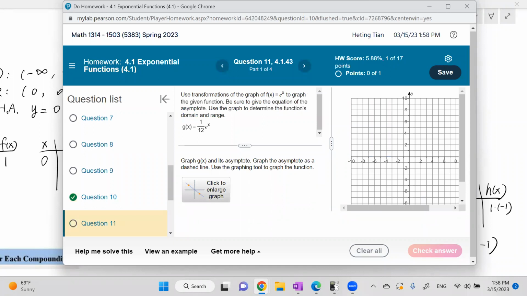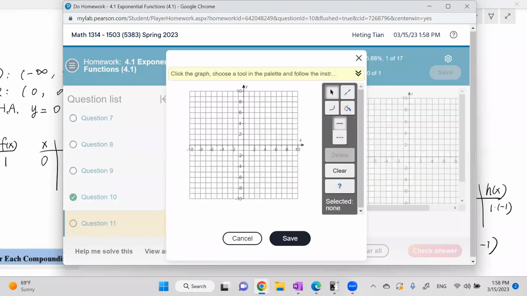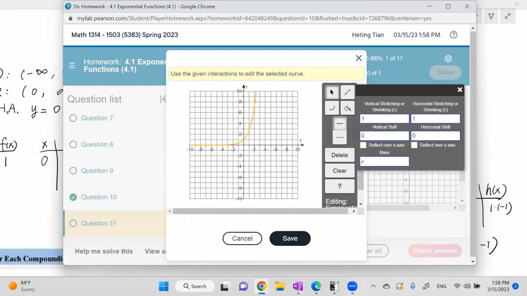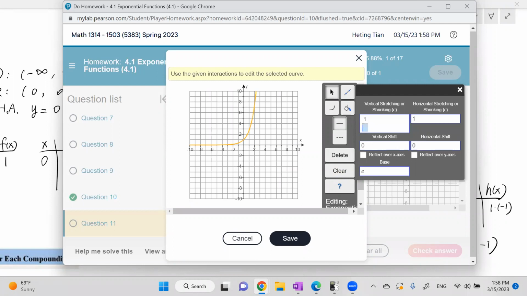1/2 times e to the x. That's the vertical compression or vertical shrink. All the y values are multiplied by 1/2. So the new key points changed. But at the beginning, when you graph it, you don't need to plot the new key points. You just select this and then click here. The base is e, and vertically stretching or shrinking. Yes, shrinking 1 divided by 2.